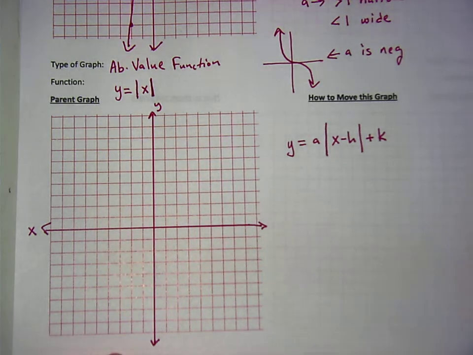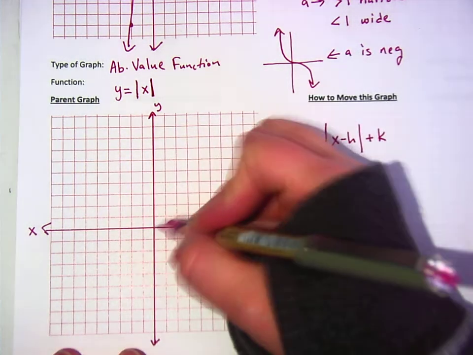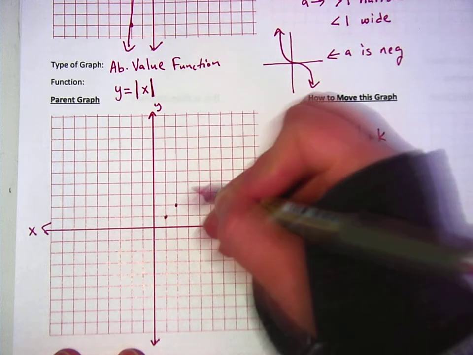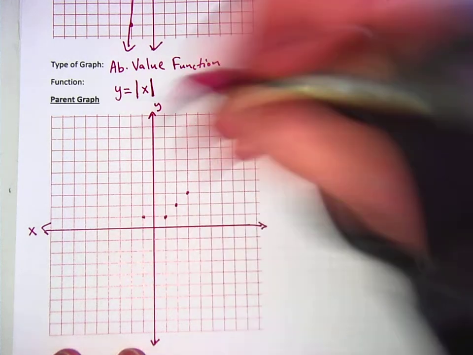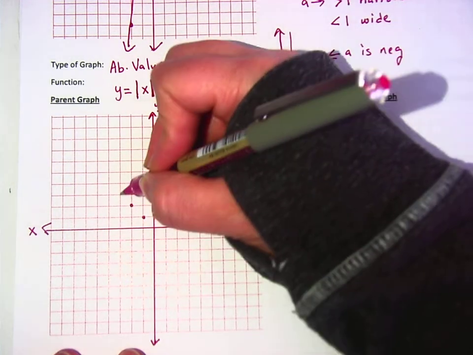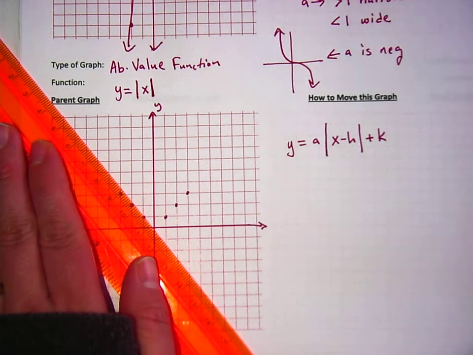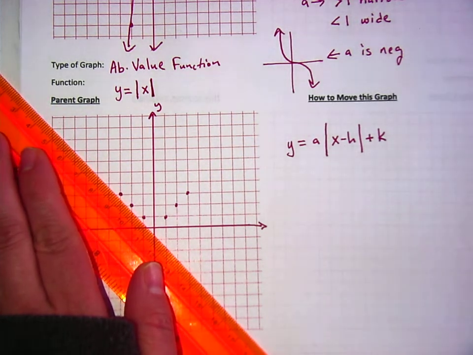It's always going to be positive. Makes it positive. What's the absolute value of 0? What's the absolute value of 1? What's the absolute value of 2? 3? What's the absolute value of -1? One. It's a new parabola. It is a V.